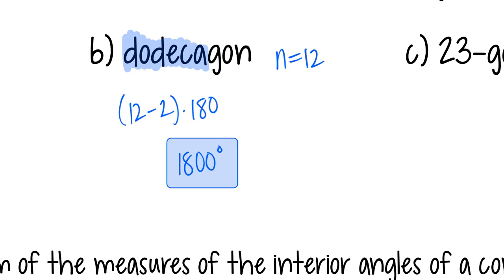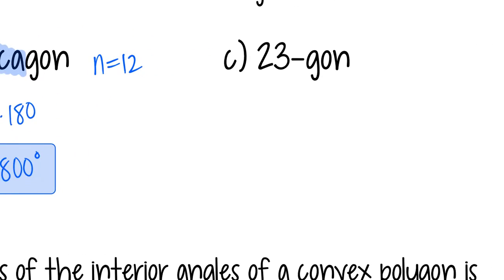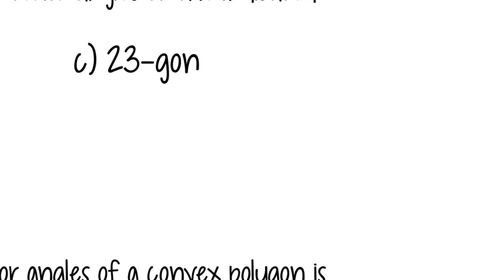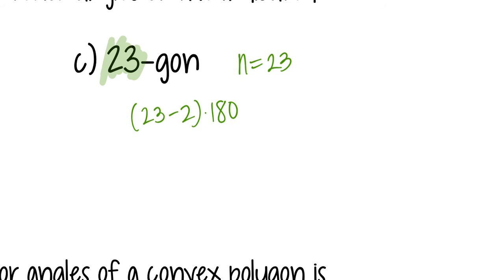Okay, but these vocabulary words, it only really goes up to 12 sides. Once you have 13 or more, there are no more names. So this one that says 23gon just means that it's a shape that has 23 sides. Okay, so formula again, (23 - 2) times 180. That gives us 3,780. So a shape with 23 sides has an interior angle sum of 3,780.